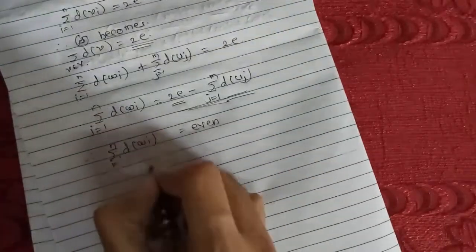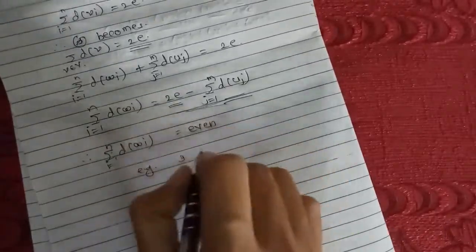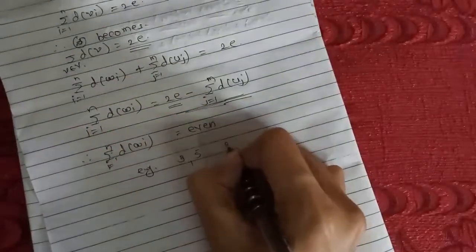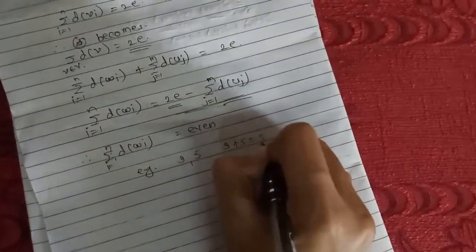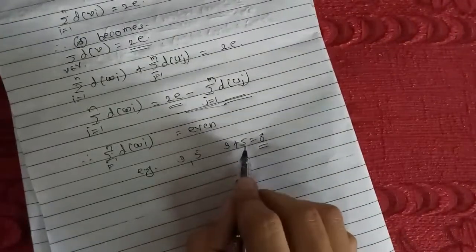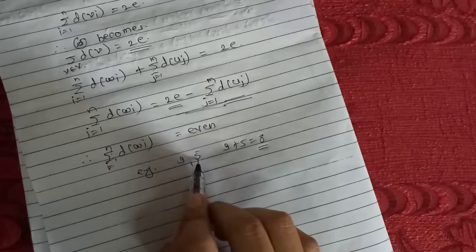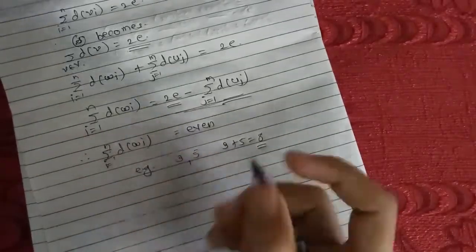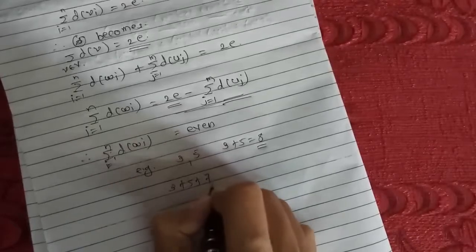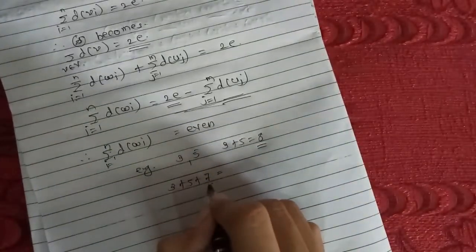That means, for example, here 3 is an odd number, right? And also 5 is an odd number, but 3 plus 5 is equal to 8, an even number, right? But there are two odd numbers. That means an even number of odd numbers, right. Next, if we add 3 plus 5 plus 7, 7 is also an odd number, it is equal to what? 8 plus 7.